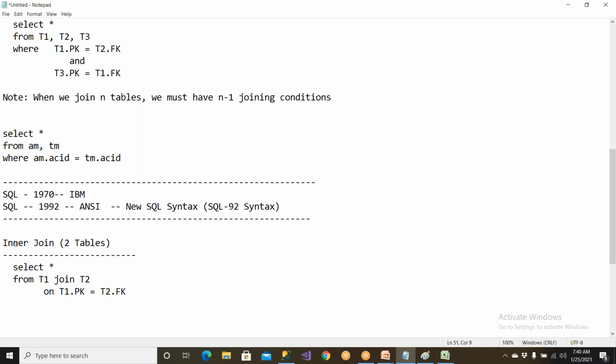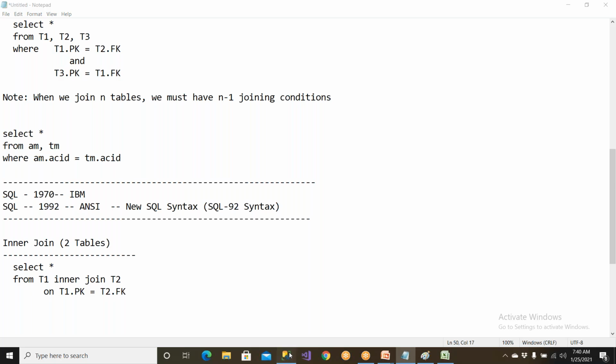So to inner join two tables: select star from T1 join T2 on T1.primary key is equivalent to T2.foreign key. You can also say T2 join T1, you can interchange them, nothing will happen. This is the new syntax to join. You can say join, which means inner join, or you can also say inner join. Remember this point.